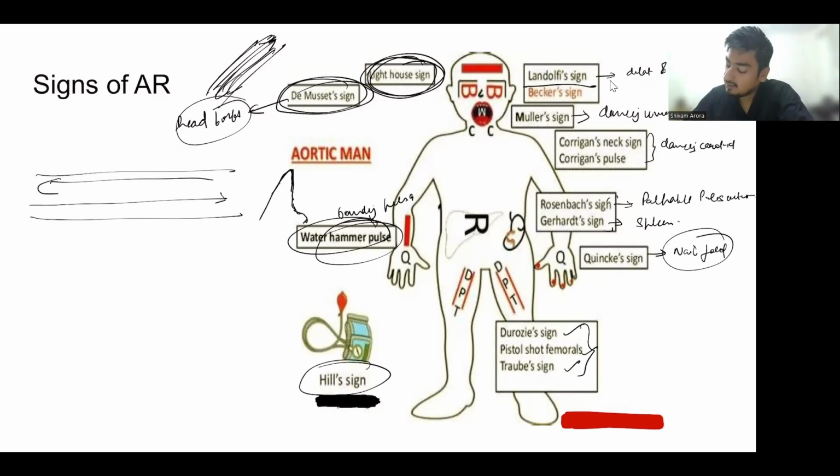Last sign is Hill sign, and this is the most specific sign for AR and the most important sign. In Hill sign, systolic BP in the lower limb is more than systolic BP in the upper limb by 20. With the help of Hill sign, we can also categorize the AR into mild, moderate, and severe. If the difference is 20 to 40, you can call it mild AR. If it is 40 to 60, call it moderate AR. More than 60, we call it severe AR.